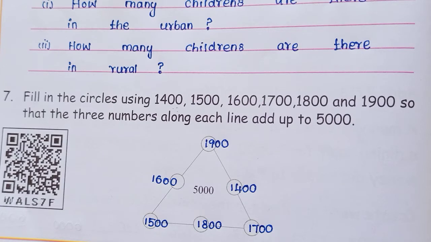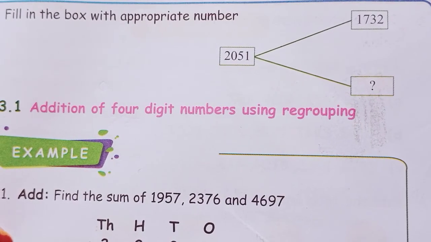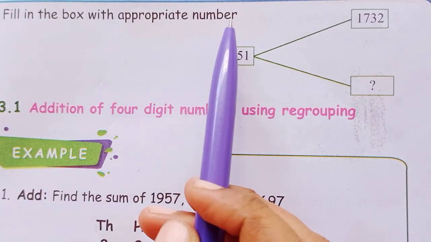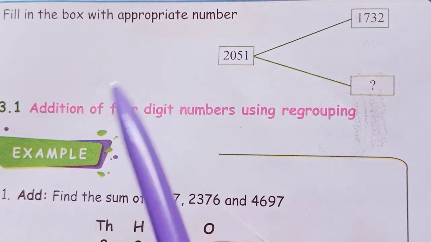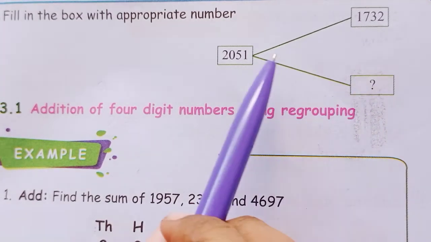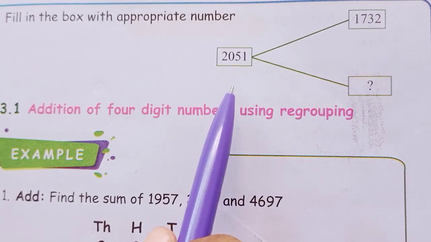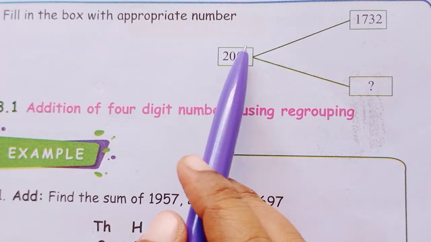Then see the next page, book page number 33. All of you take book page number 33, the 8th sum. Listen. Fill in the box with the appropriate number. If you are adding these two numbers, then we will get this answer. Now what will come in this place? Now I want to subtract this one.